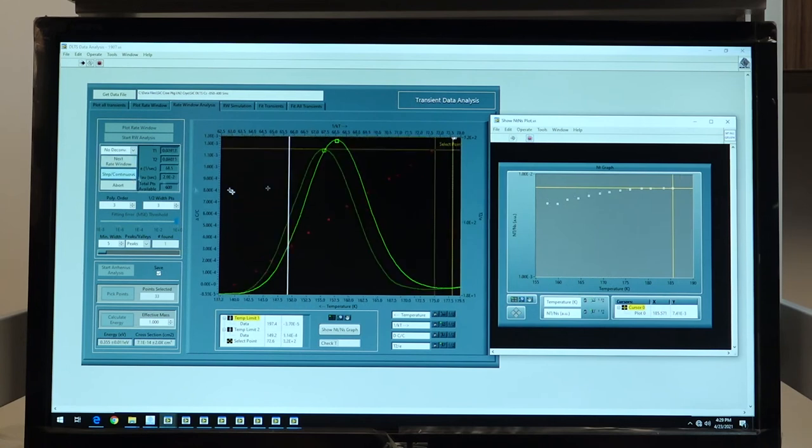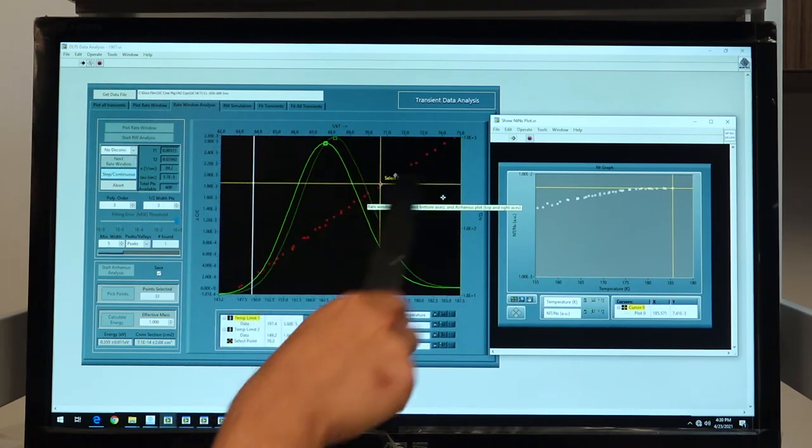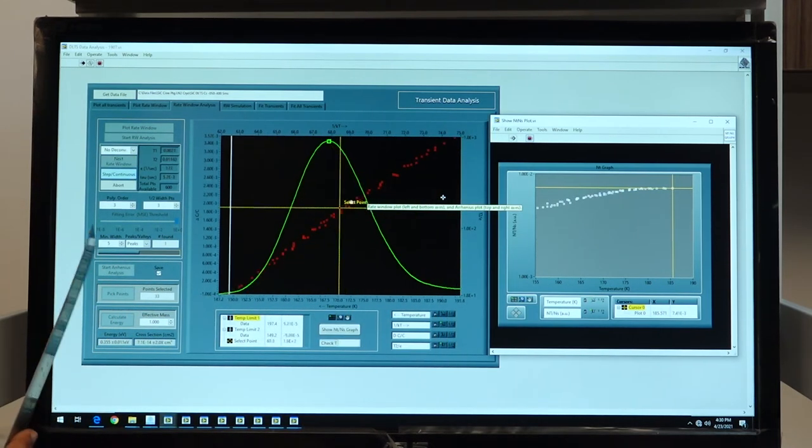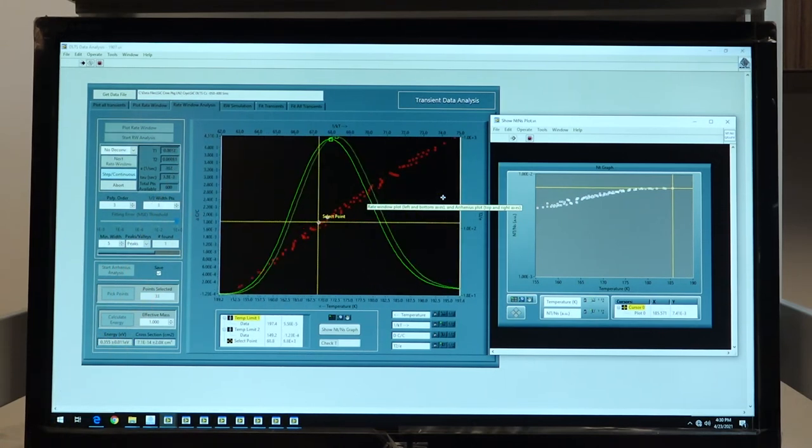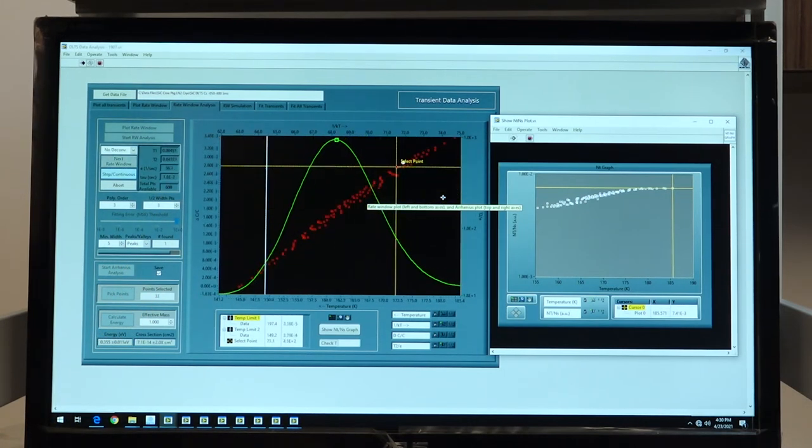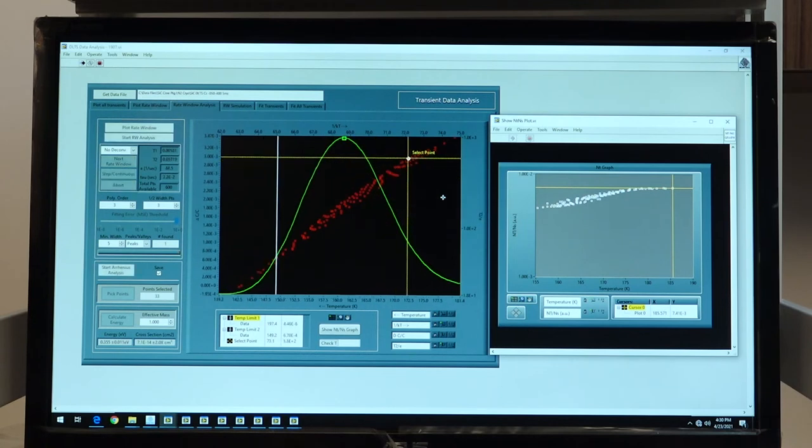Once we do that, this process repeats for all the peaks that it has, and you can see the status bar increasing here. So we see that it generates a pretty good Arrhenius plot.